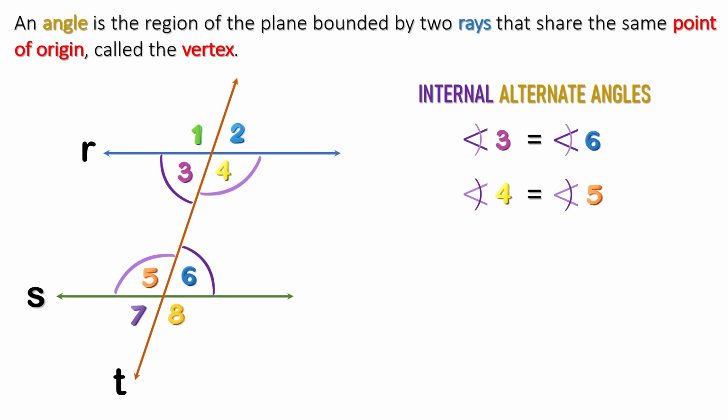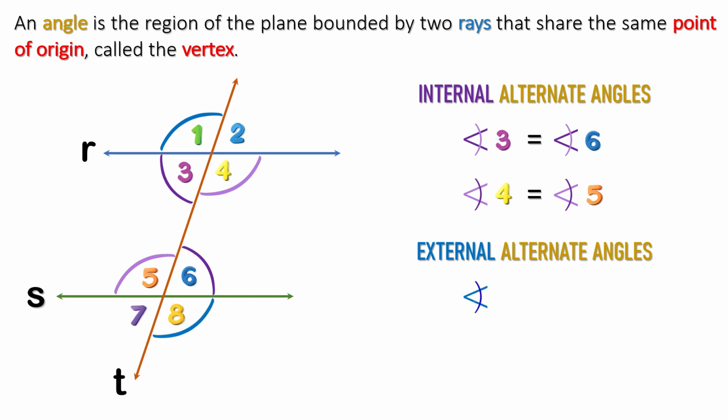And secondly, alternate exterior angles, where the amplitude of angle 1 is equal to the amplitude of angle 8. Analytically, this is written as. And the amplitude of angle 2 is equal to the amplitude of angle 7. Analytically, this is written as. And these would be the classifications of alternate angles.